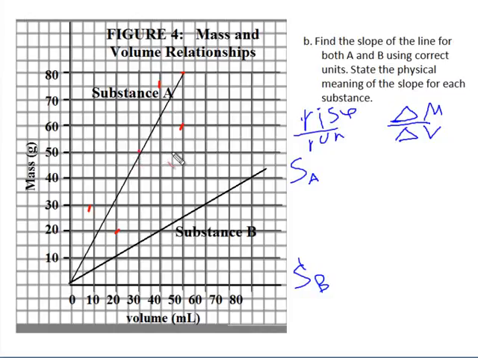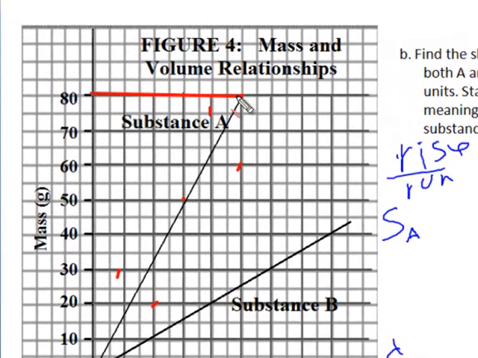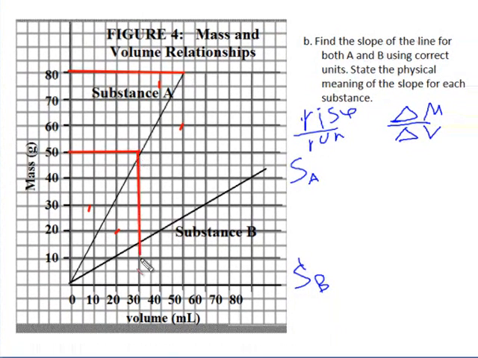Okay, so once I've done that, I can draw then a line. This is one spot, and this would be my other spot, and then I can identify from that the mass and the volume, right? And here is the volume. Okay.